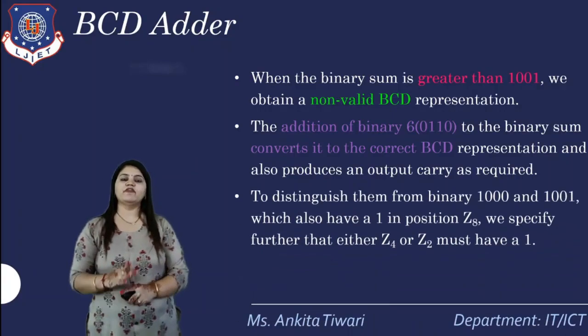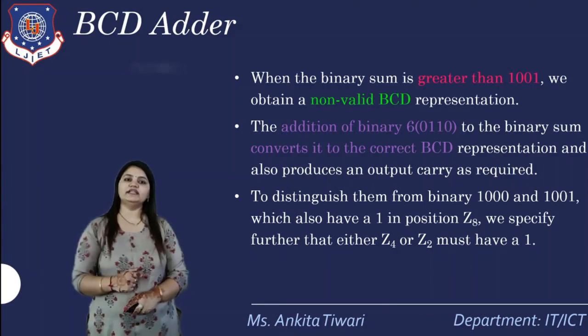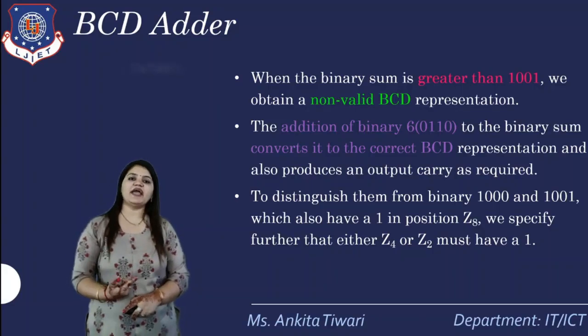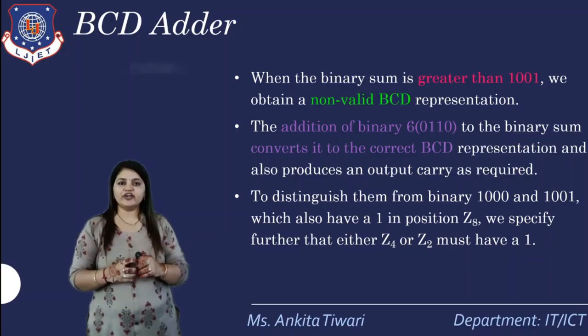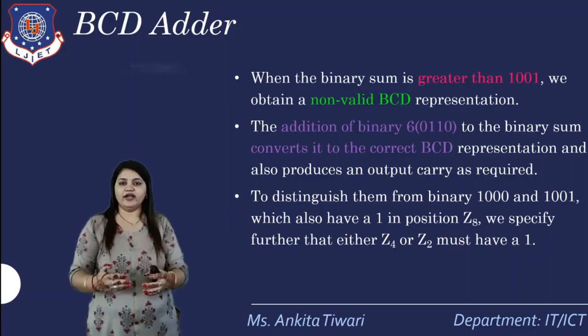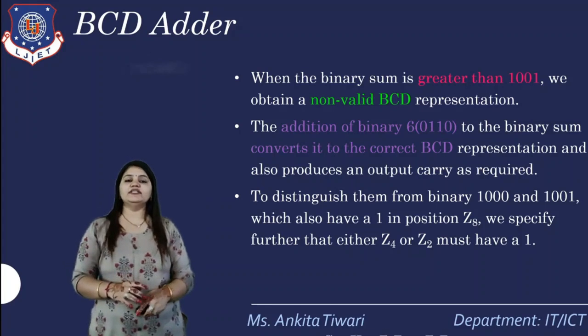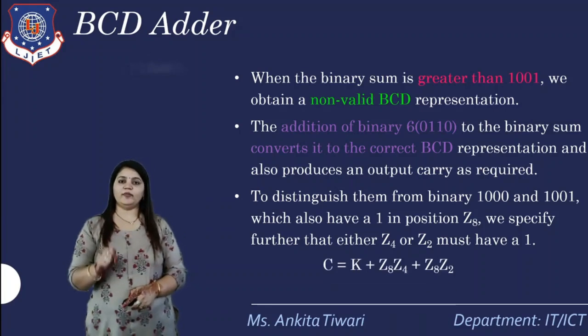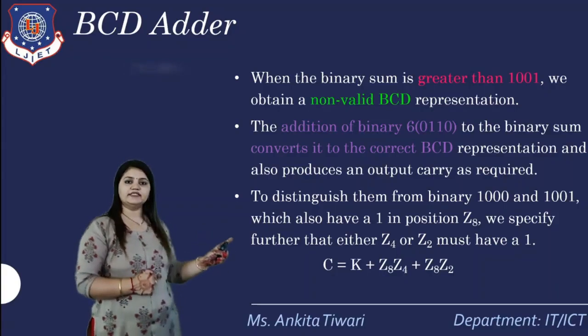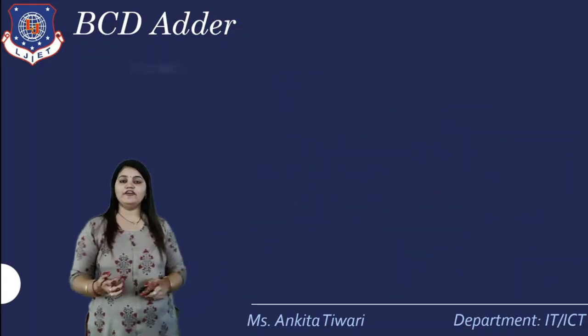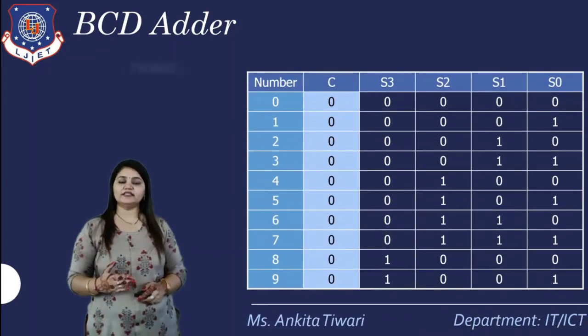Now to distinguish them from binary 1000 and 1001, which also have a 1 in the position Z8, we specify which number is common, that is Z8 and Z4 or Z8 and Z2; it should have a 1 in order to get a common value. So for that, we'll see how it goes. We get a common equation, that is C equal to K plus Z8 Z4 plus Z8 Z2. We have to add these terms in order to get the equation. How we are getting this equation, we'll see.